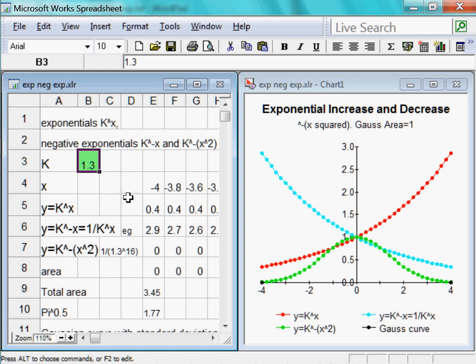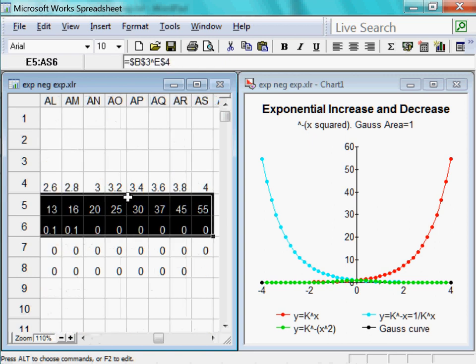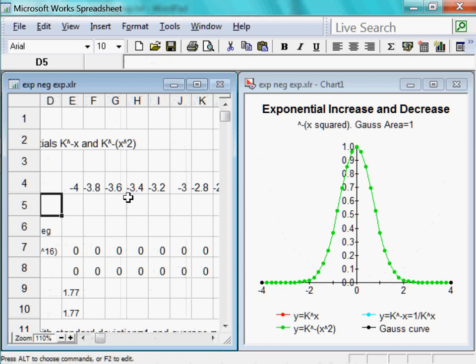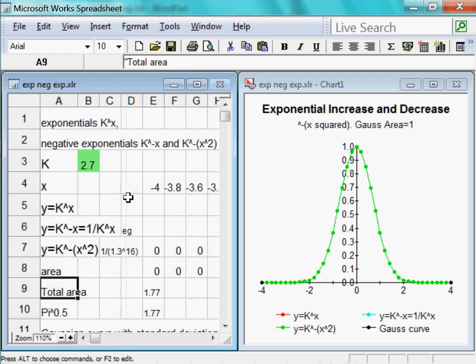increase that number to the value of e, which is 2.718, we can't see it because the other values are so large we can't see the detail. So I'll just delete these two lines. There we go. Now the area has decreased to 1.77. And what's interesting is that is the square root of pi.